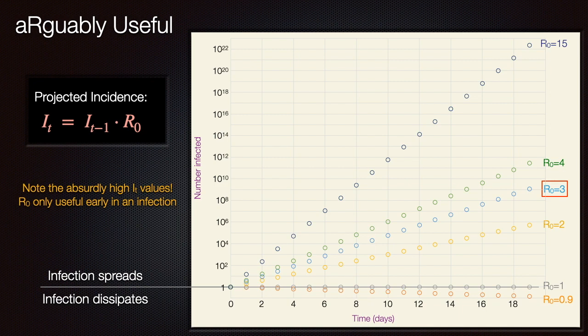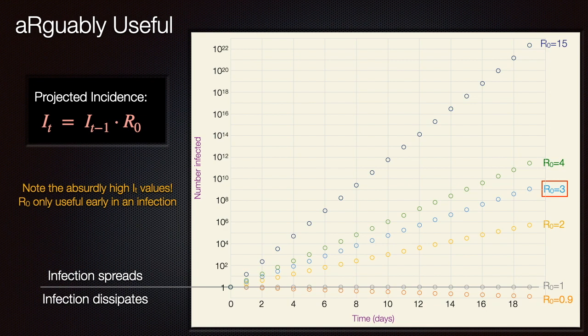So quantitatively, we can use R0 to calculate what is called the projected incidence. In other words, the predicted number of new cases that will occur at any particular time. We'll call that time I sub t. This is simply the number of cases at the previous time point, we'll call that I sub t minus 1, multiplied by R0, the number of people each of those cases will, on average, infect. Remember that we are looking at average. R0 is an average number of individuals infected by an index case.